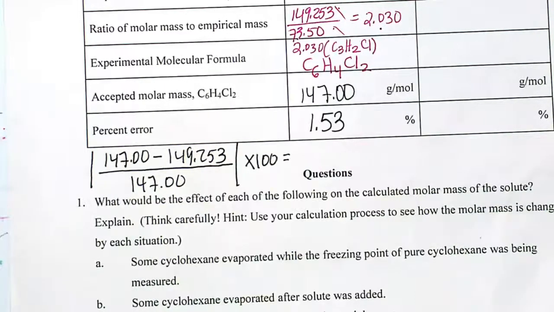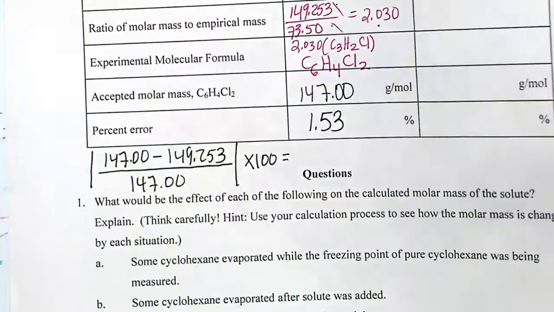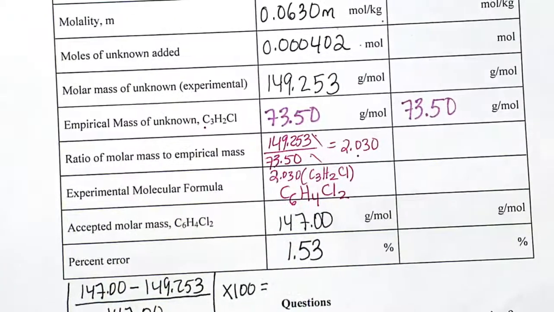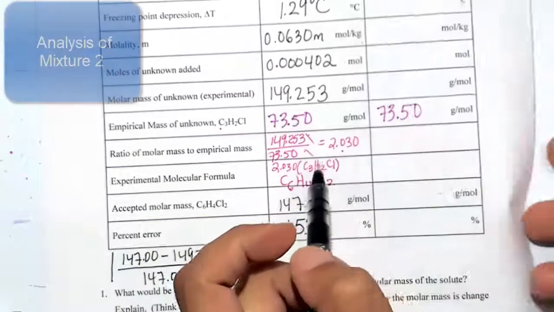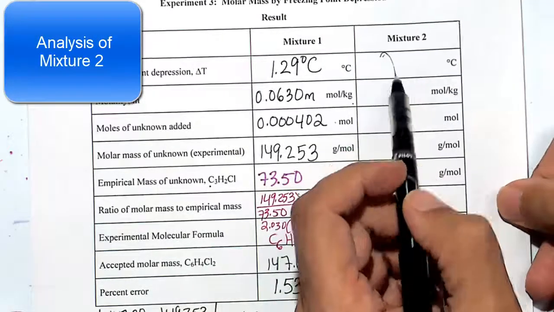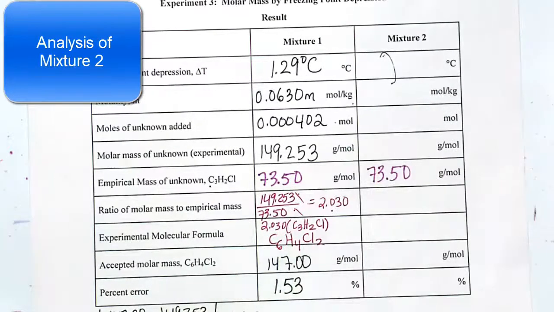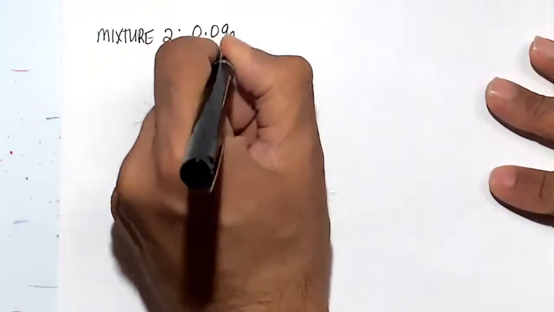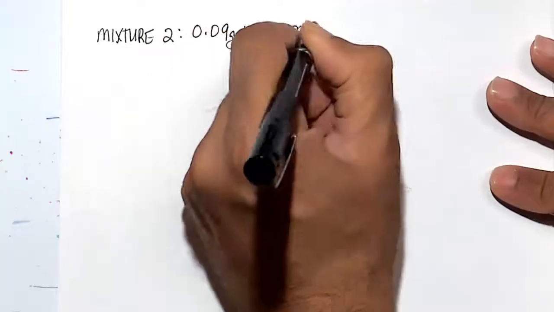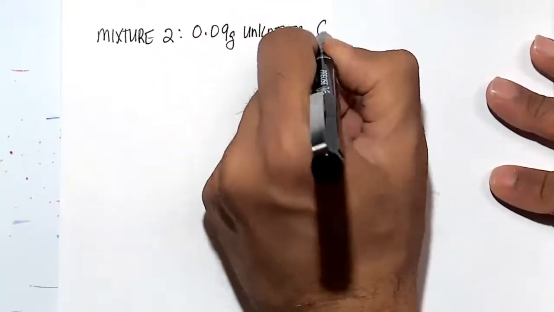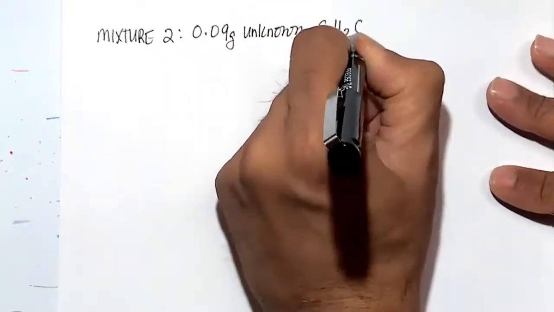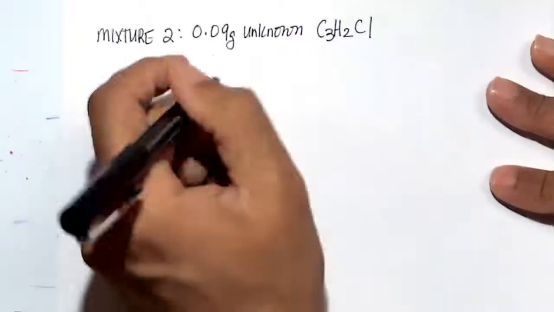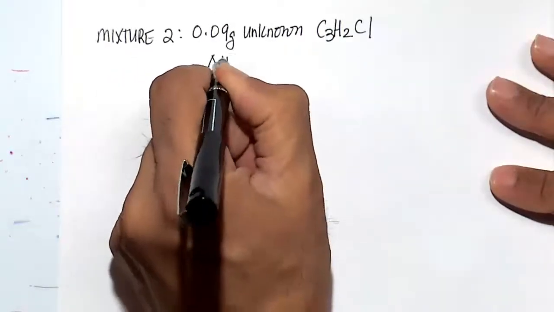So not bad. It's actually a very good one in terms of matching to what the lab tells us the true formula will be. Okay. So let's go ahead and do mixture 2 now. Mixture 2 has 0.09 grams total of the unknown, which we know is C3H2Cl. That's the empirical formula, the lowest common denominator. We're going to do the exact same thing as we did for mixture 1.